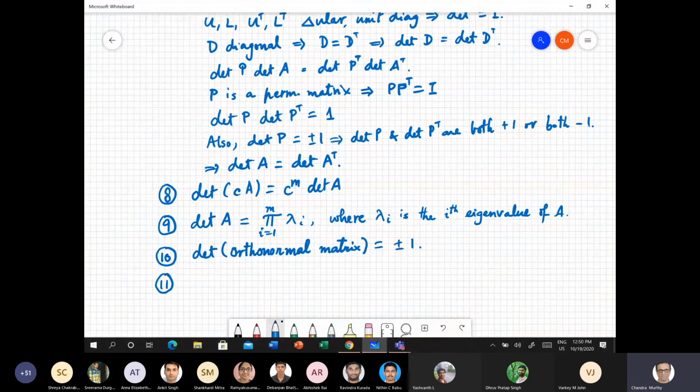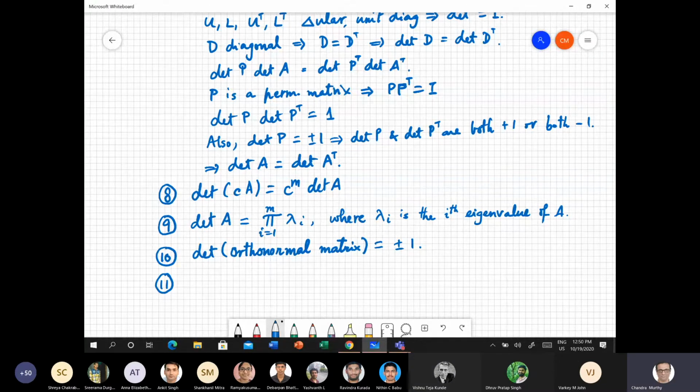Excuse me, sir. You have written that the determinant of P or P transpose is either plus or minus 1. There you didn't use this 10th property, right? Yeah, it is a permutation matrix, which is a special case of an orthonormal matrix.